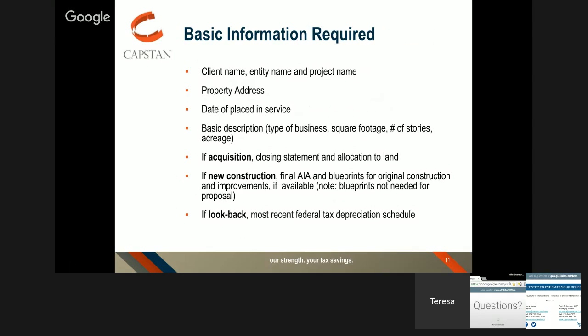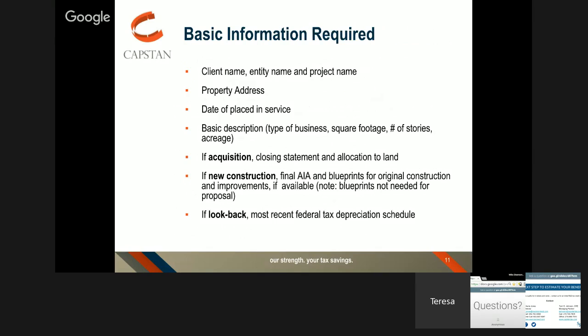And the third area is those look-back studies that I mentioned to you. And all I really need is the most recent federal tax depreciation schedule, not the book, but the tax, because that is going to tell us everything you've done as far as your fixed assets since day one.